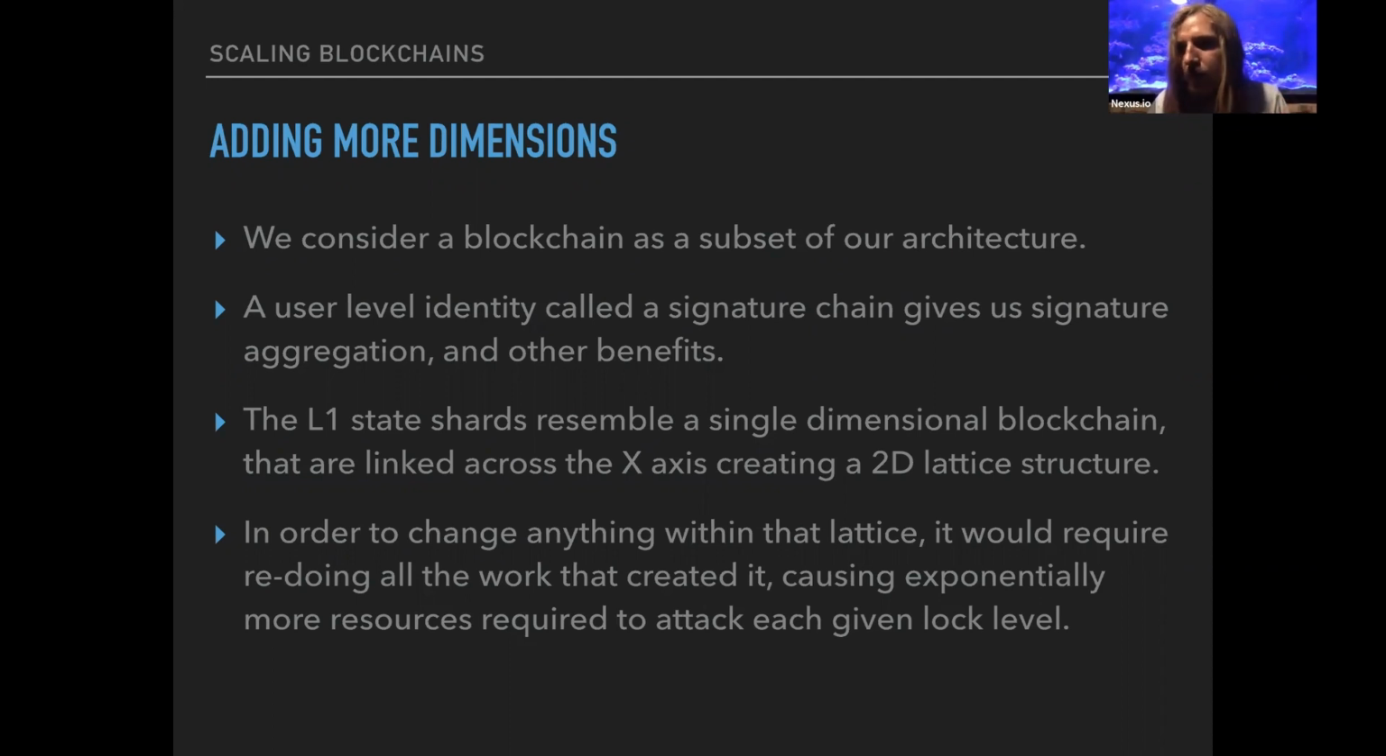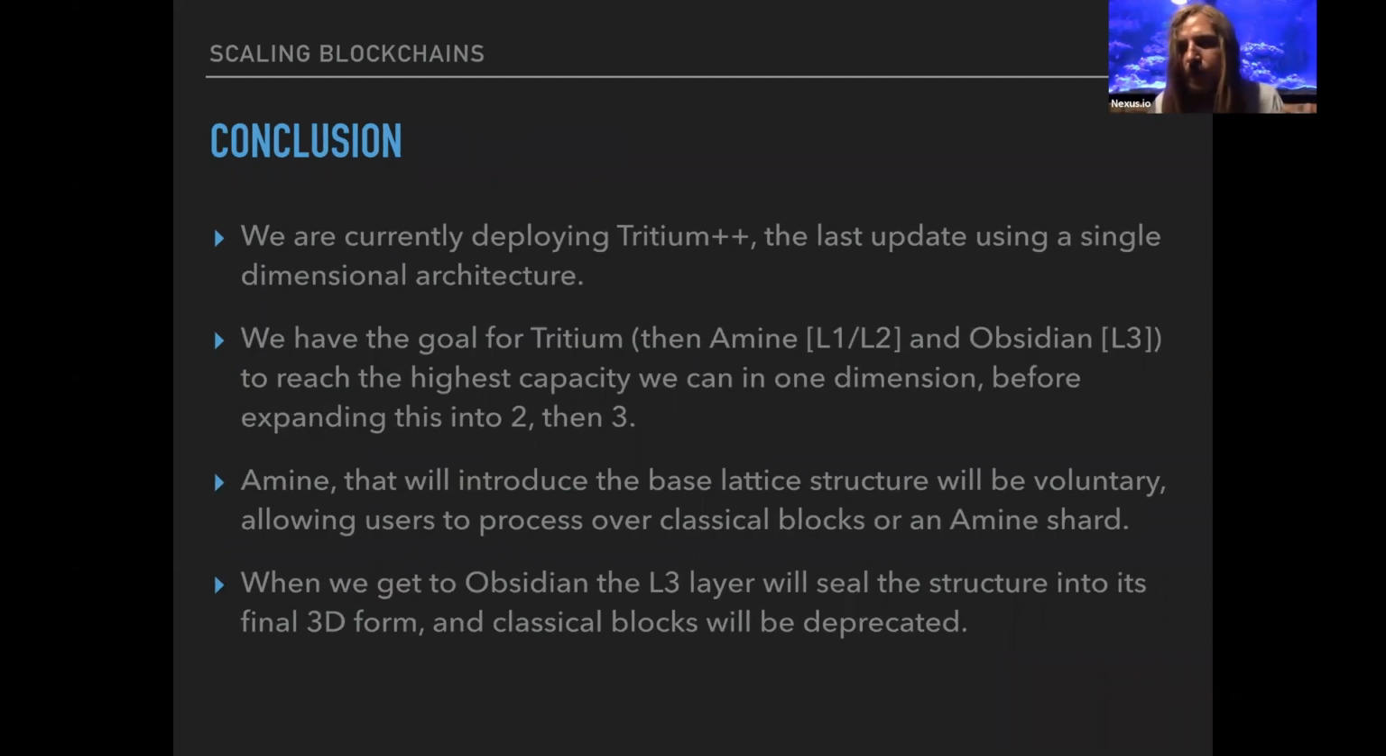system or govern Nexus. So in conclusion, we're currently deploying Tritium++, as I was saying, the last update using a single dimensional architecture. So we've got the goal for Tritium and then Obsidian, and Obsidian to reach the highest capacity we can in 1 dimension before expanding to 2 and then 3. Amine is going to be adding these shards and these sharded lock layers, but it's going to be adding the shards as a proof into the block, right? So you'll still be able to process over a regular classical blockchain. You'll have to opt in to a shard on Amine.